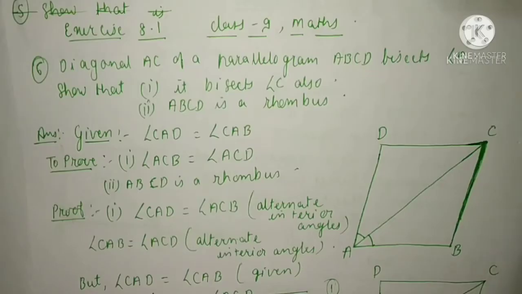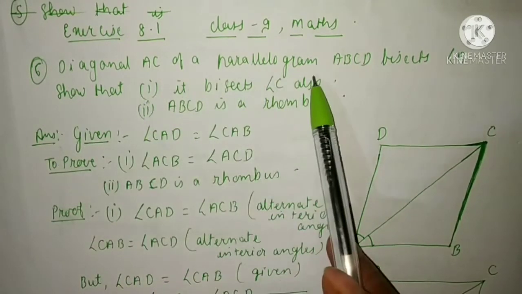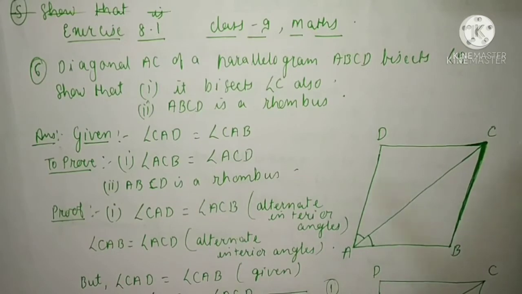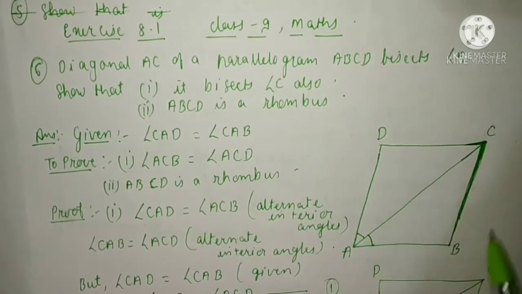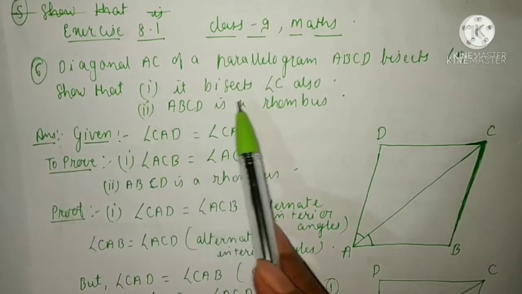So today we will start our sixth question. Now see the sixth question. Diagonal AC of a parallelogram ABCD bisects angle A. See, this is a parallelogram ABCD and this diagonal AC bisects this angle A. Then show that it bisects angle C also.